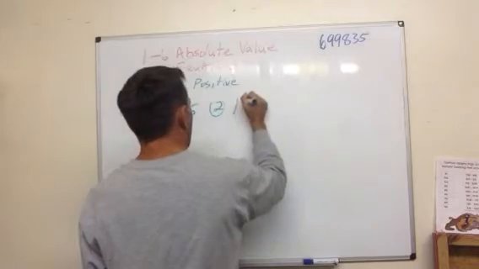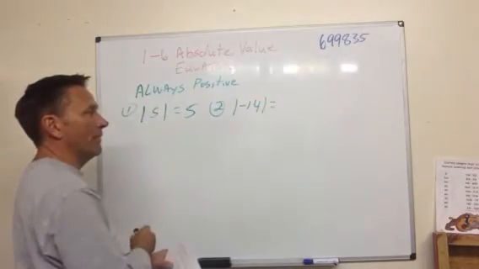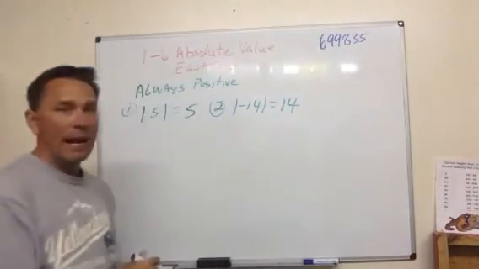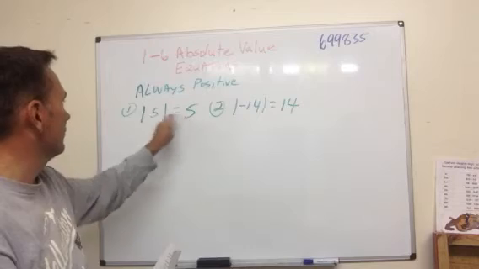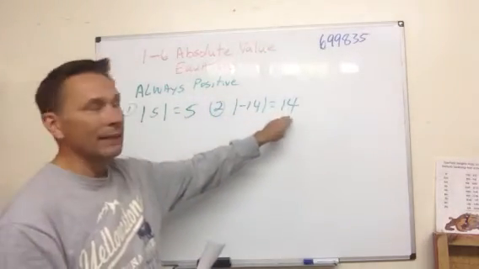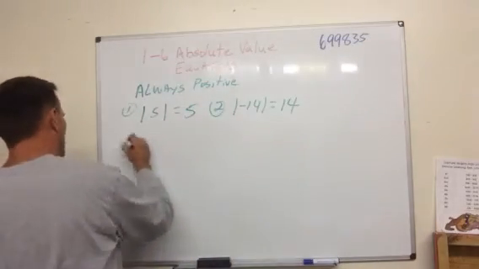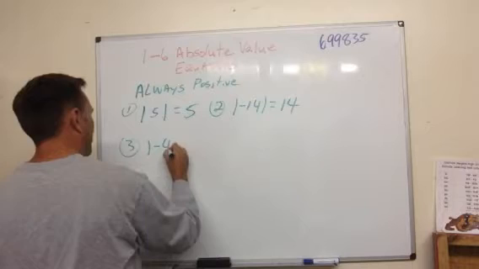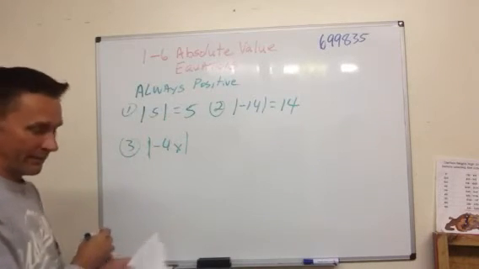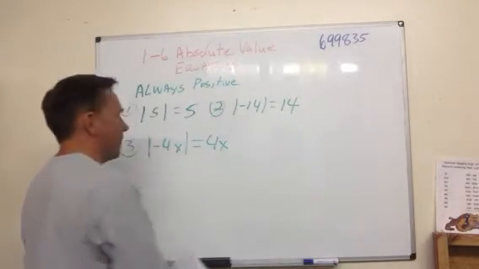If there's a negative number in there, the absolute value of negative 14 is 14. Again, it's positive. Positive 5, even though it starts positive, stays positive. If it starts negative, it has to become positive. If we threw a term in there, maybe the absolute value of negative 4x, that is just 4x.